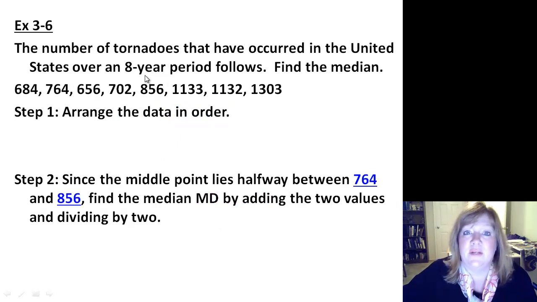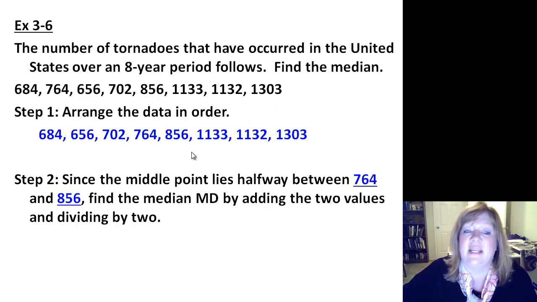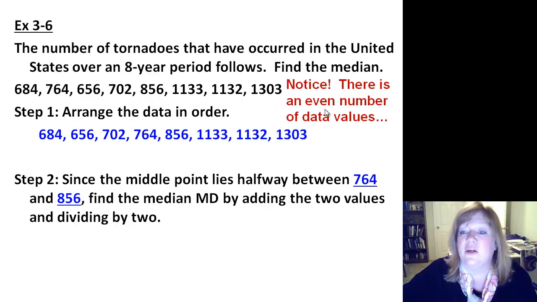Number of tornadoes that have occurred in the U.S. over an 8-year period. Find the median. 1, 2, 3, 4, 5, 6, 7, 8. Aha! We have an even number of data values. So there is no middle point. The median is actually halfway between the two center values. So the median's right in between here.